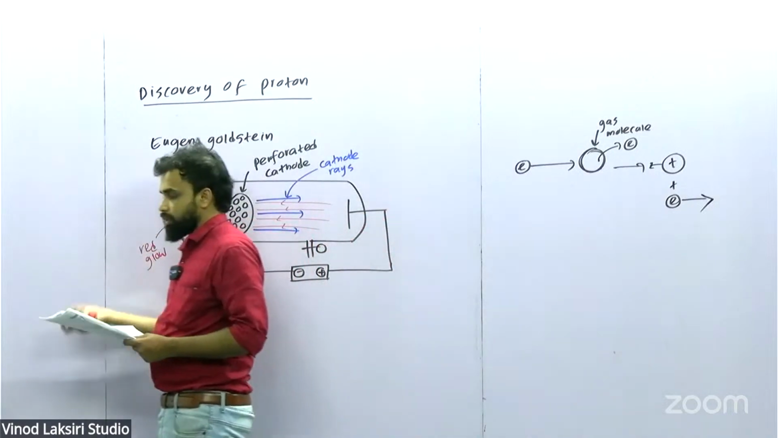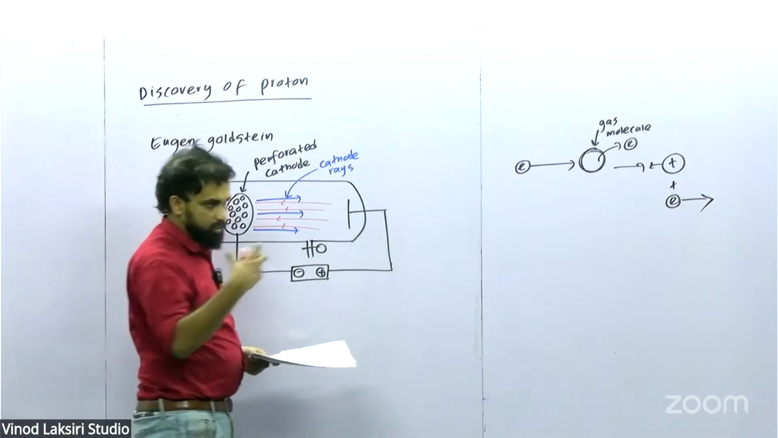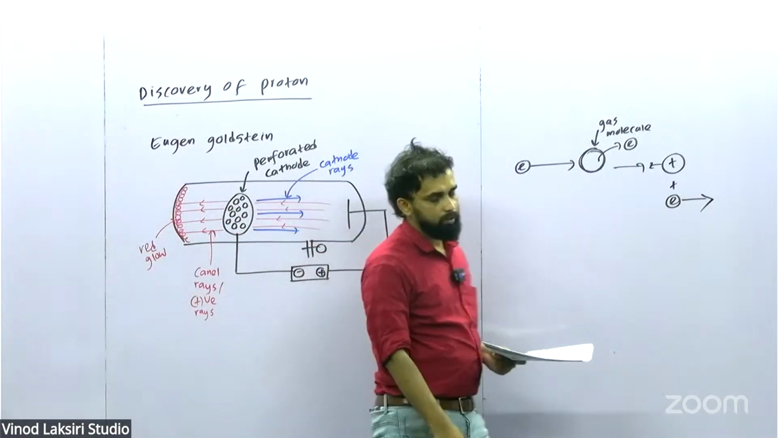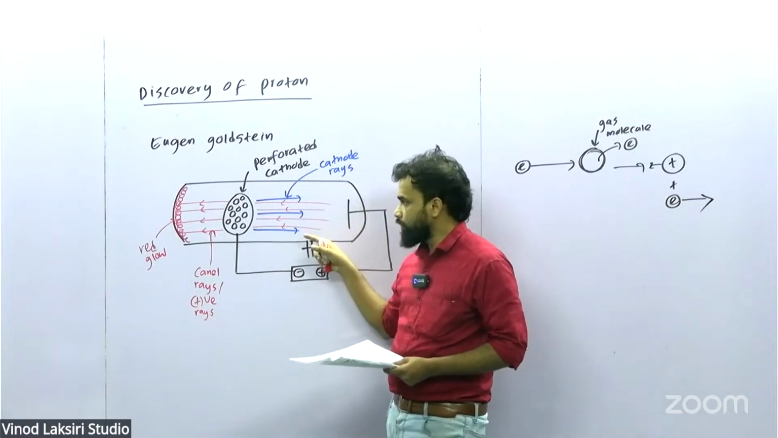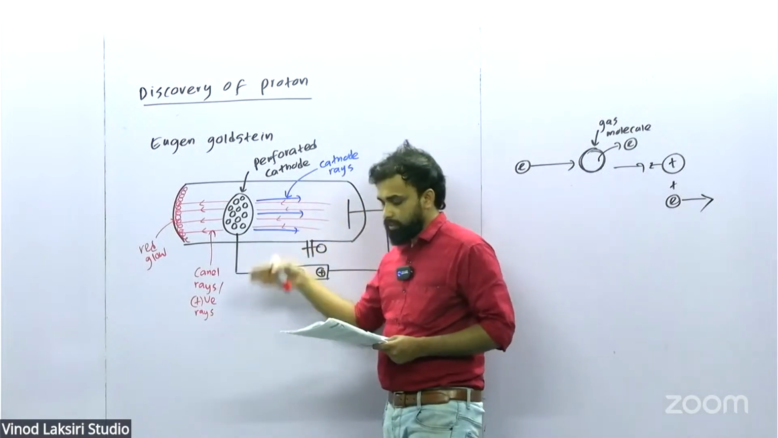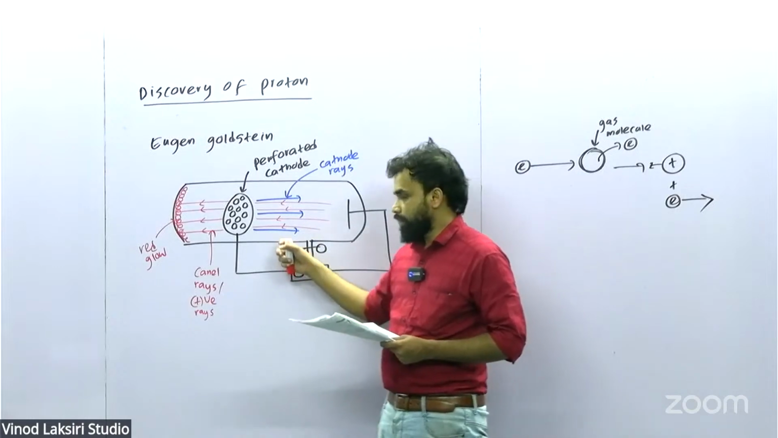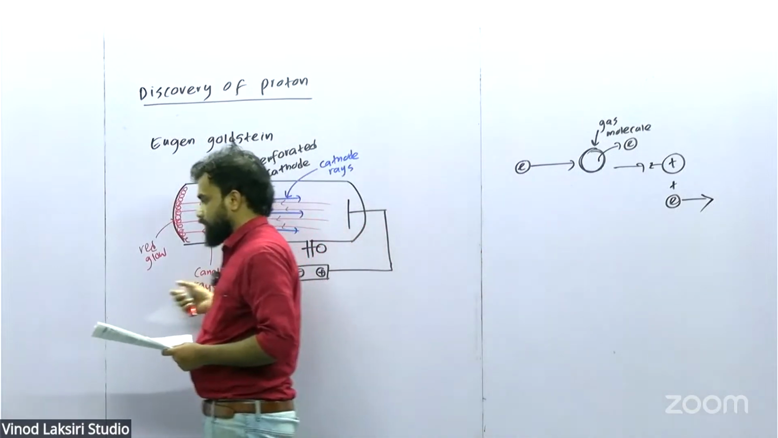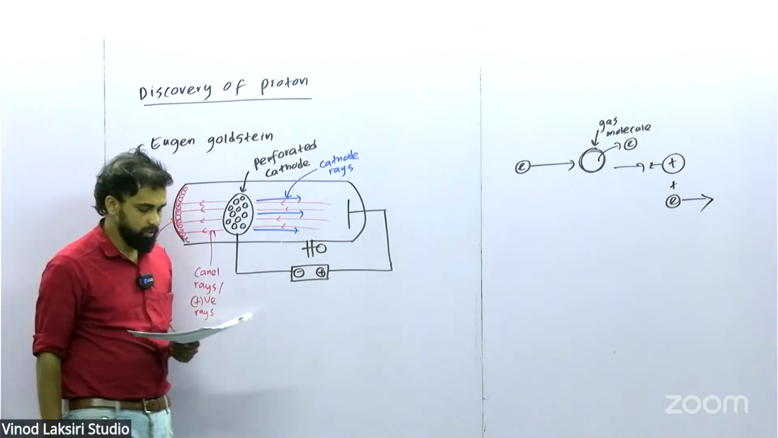Then a cross-shaped object is placed. Then it can be observed that a shadow forms. Then what is the conclusion? This radiation is emitted from anode to cathode and they travel in a straight way, right? And when an electric field is applied, this is attracted towards the negatively charged plate, so it is positively charged.